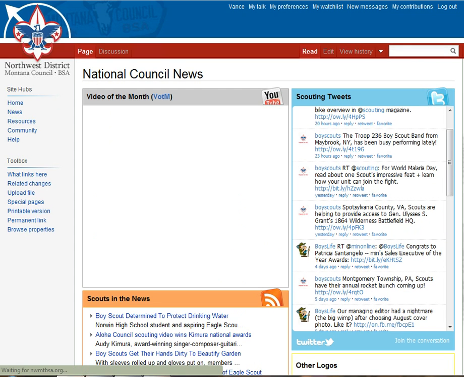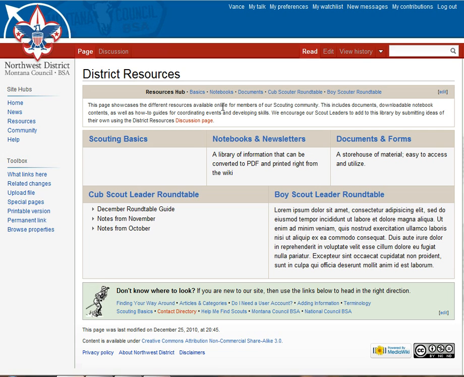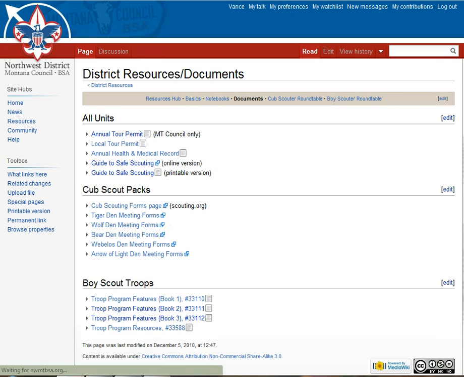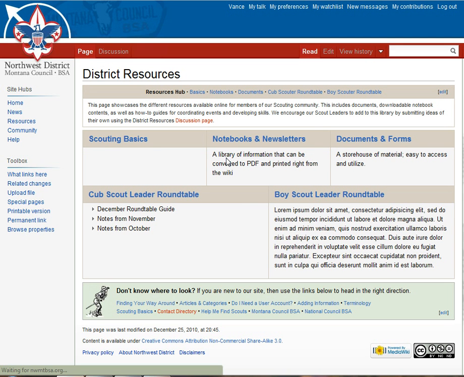The resources pages, this hub shows information on scouting, notebooks and newsletters for units, from the month-to-month newsletters we might have, or the unit notebooks. There's an article page for links to different documents, and then eventually we'll have our roundtable information, both for Boy Scouts and Cub Scouts, available through this hub. This is a work in progress, so these things are not yet complete.